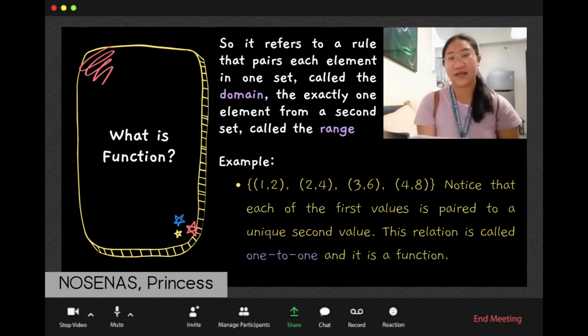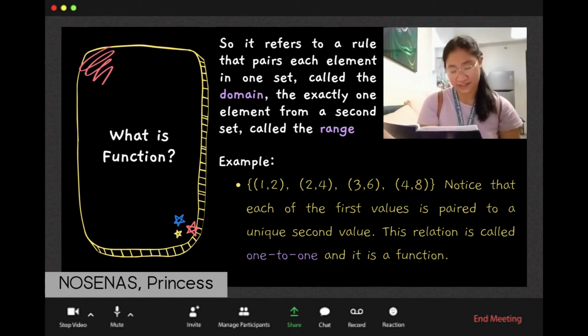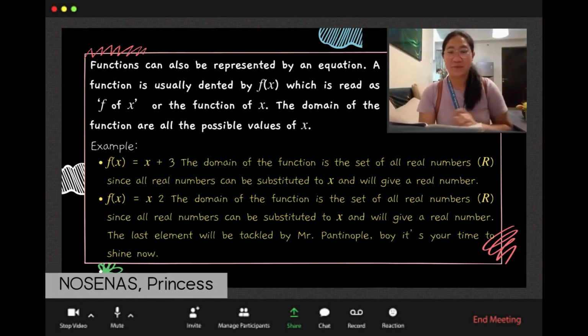Example number 1: {1, 2}, {3, 6}, {4, 6}. Notice that each of the first values is paired to a unique second value. This relation is called one-to-one and it is a function. A function can also be represented by an equation. A function is usually denoted by f of x, for example f of x equals x squared.